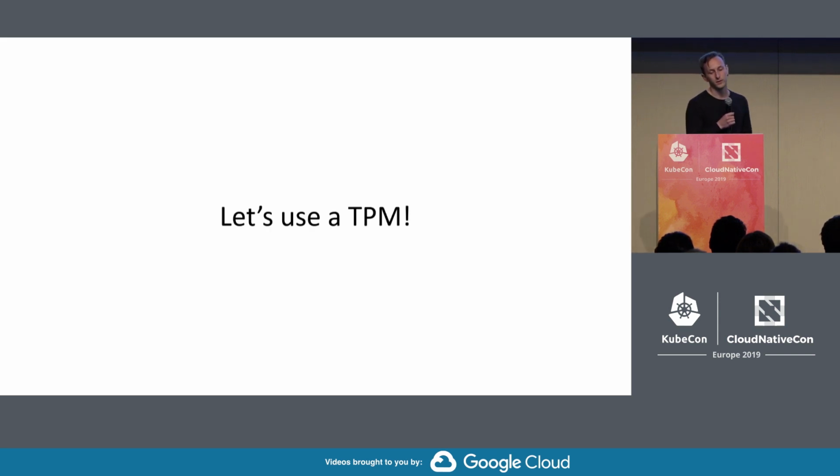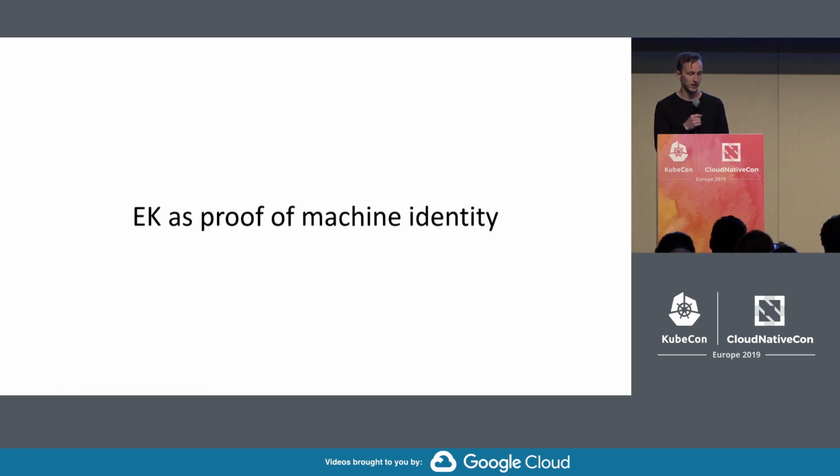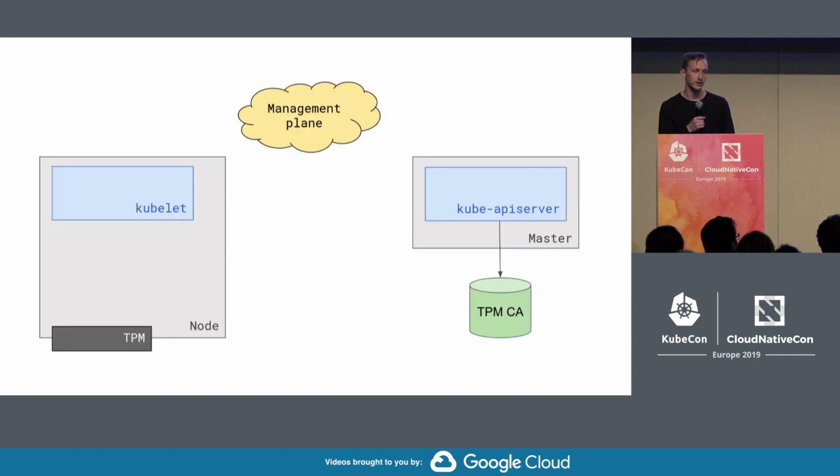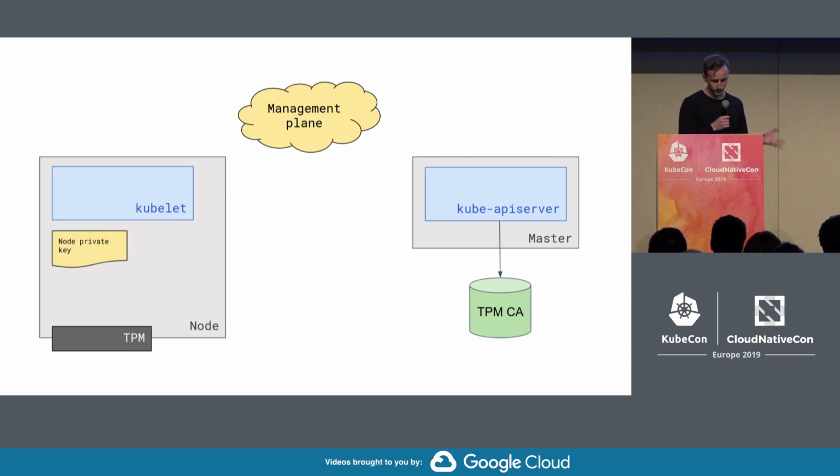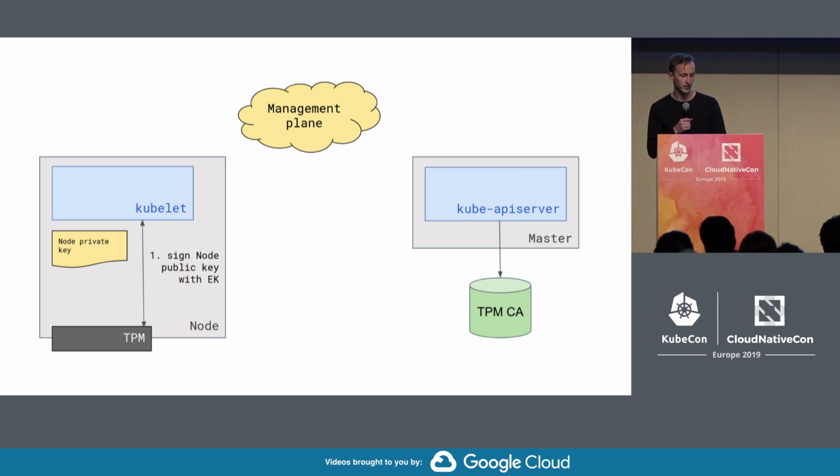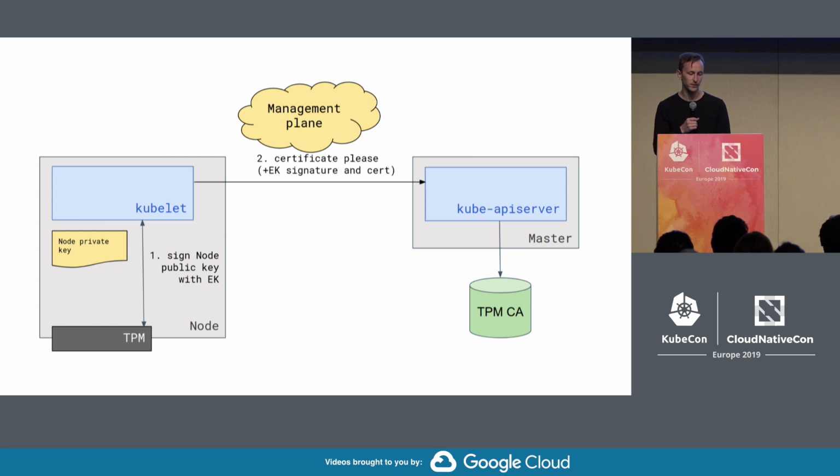So let's finally get to use our new fancy TPM for this. As I mentioned before, TPMs come with the endorsement key baked in, which is meant to act as an identity of that machine. So our idea is we will use that key to sign part of the CSR to prove that we have the endorsement key itself, and it will also attach the endorsement key certificate along with the request. So Kubelet, as before, creates a public-private key on disk, signs the CSR with the endorsement key, and sends over the CSR blob, the endorsement key signature, and the endorsement key certificate.